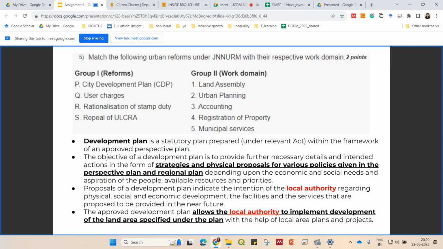So group 1 tells you about the reforms. It is a match the following situation. You have to see in group 1, which is the reforms, which reforms connect to what work domain.